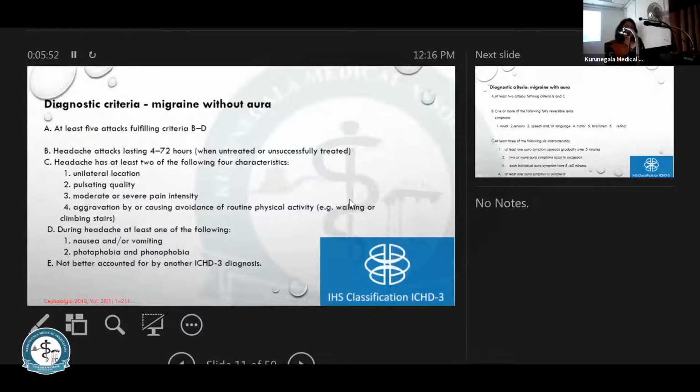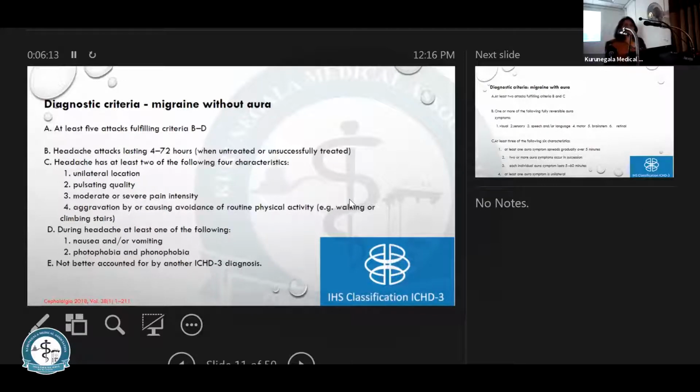So what are the diagnostic criteria to diagnose migraine without aura? The patient should experience at least 5 attacks lasting for 4 to 72 hours. So it's a fairly prolonged headache, and that is unilateral in location.